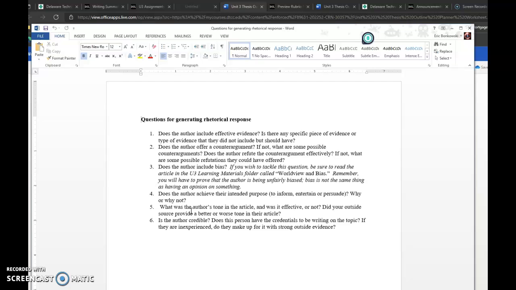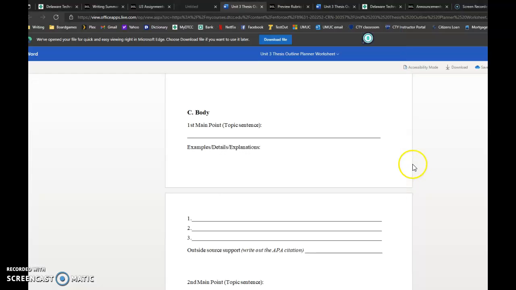What we have here with these questions are opportunities to respond to the text, and I tried with some of them to give a clear idea of how you might incorporate the third article. So, for example, this first question, does the author include effective evidence? Is there any specific piece of evidence or type of evidence they did not include but should have? So let's say I'm answering that for my source.